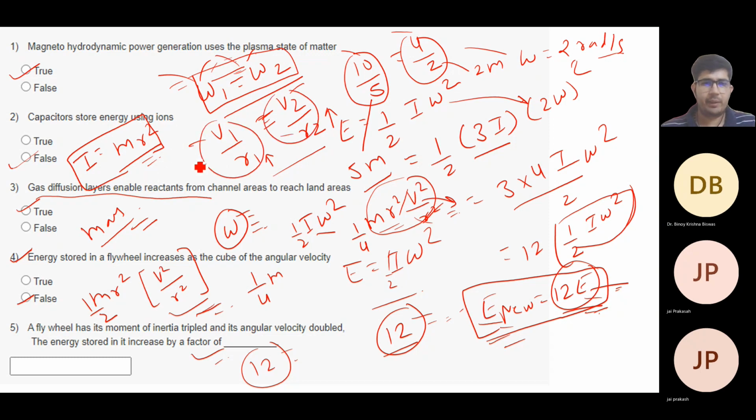I am thinking in that perspective. Maybe you can search on Google also. I'm not sure, but I think this is the answer because omega is taking care of the radius. So with only mass and omega, we can compare both flywheel energies.